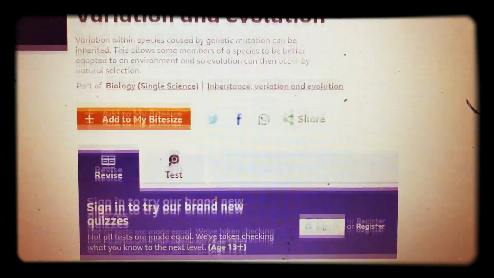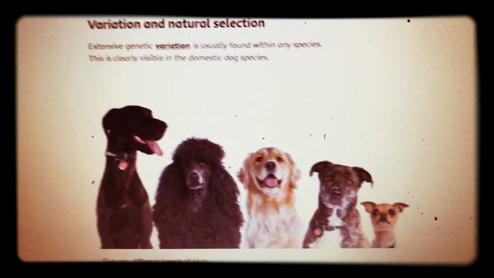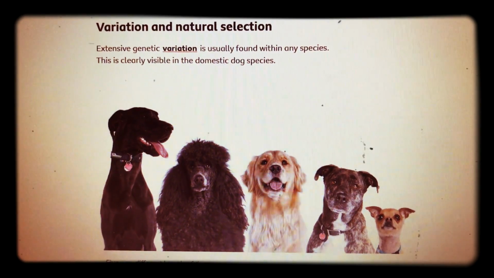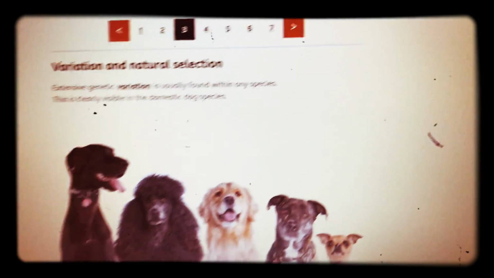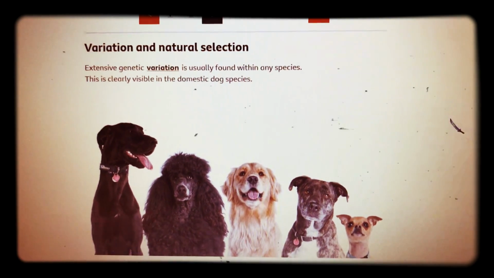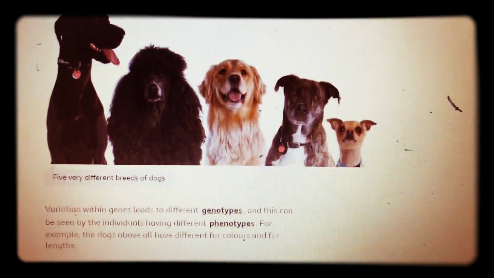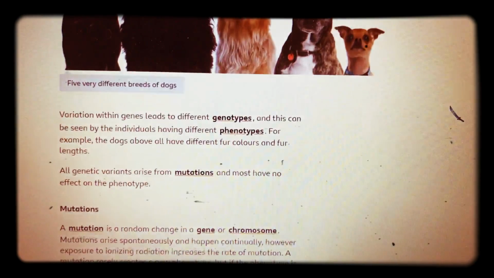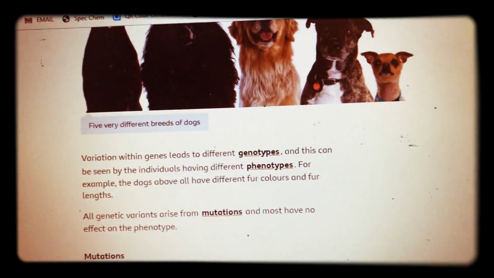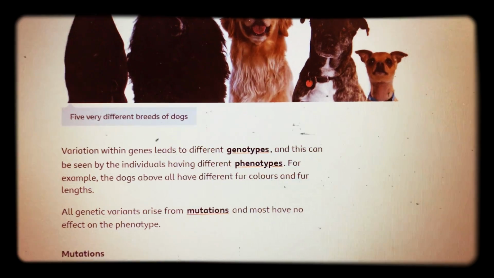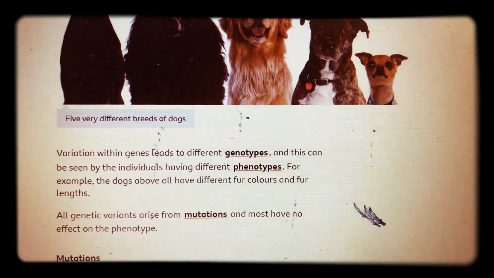And now I'm going to talk to you about genetic variation. So, remember we were talking about dogs? Extensive genetic variation is usually found within any species. It's clearly visible in the domestic dog species. So I'm going to introduce to you 2 terms. Variation within genes leads to different genotypes, and this can be seen by the individuals having different phenotypes.